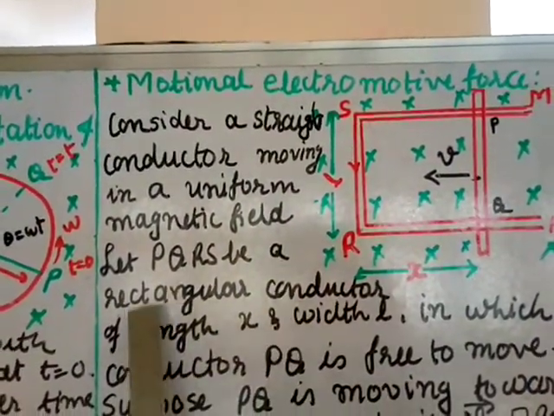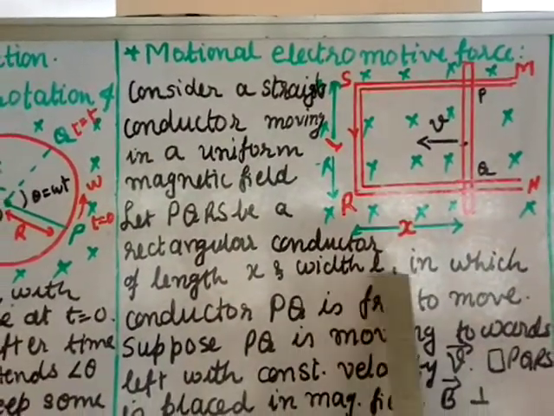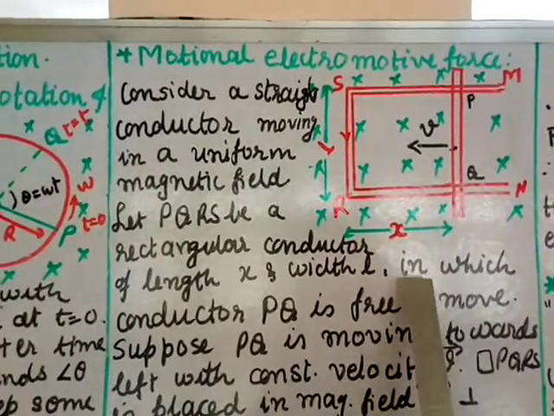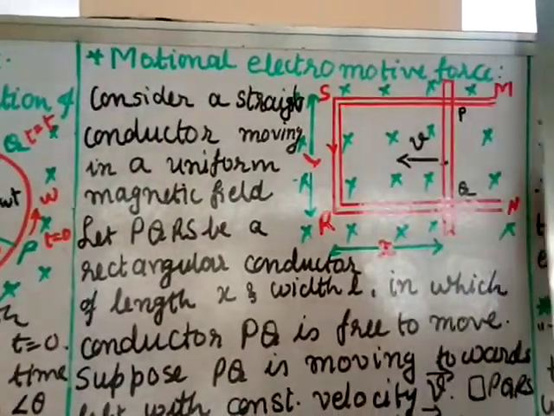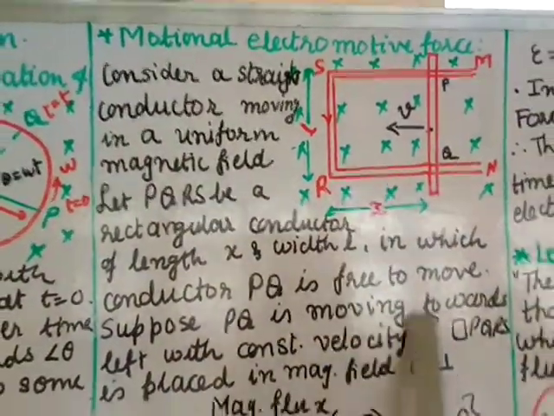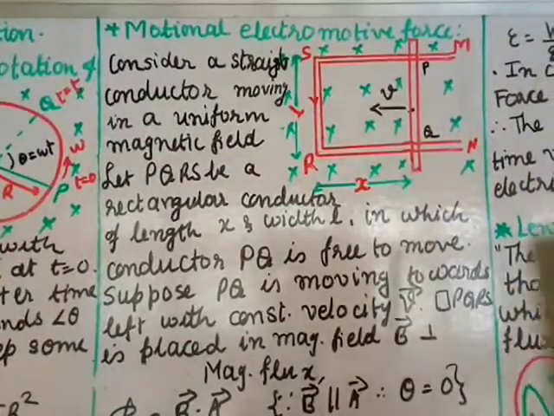Let PQRS be a rectangular conductor of length x. So the length is taken as x and width is L. This width is taken as L, in which conductor PQ is free to move. So this PQ is moving left and right. Okay, it is free to move. Suppose PQ is moving towards left with constant velocity v. So we are taking v as shown here.